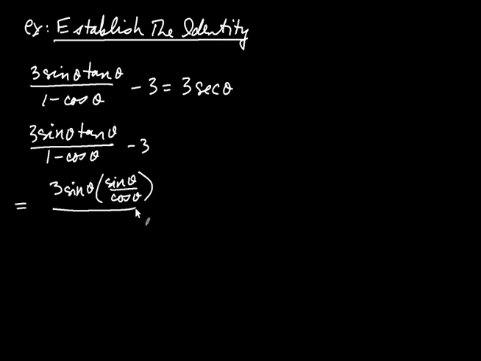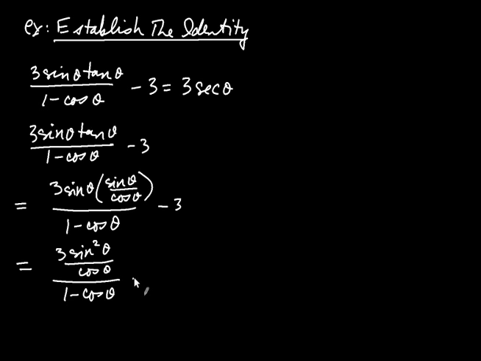Right, and then I still have in that denominator 1 minus cosine theta. And don't forget, the little minus 3 is still coming along for the ride. Okay, so this becomes, let's write that numerator as 3 sine squared theta, multiplying the sines together. And I still have that over cosine theta, and that's all in the numerator, right? Divided by 1 minus cosine theta, and then still minus 3.